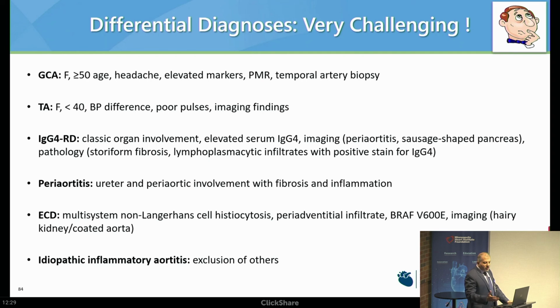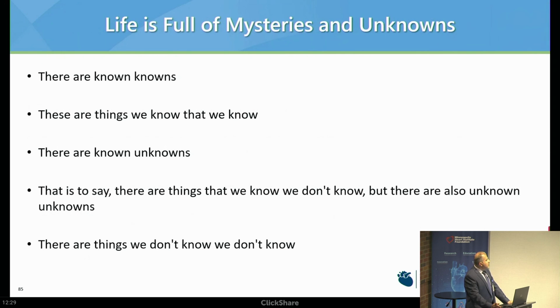And if you do all the workup and you don't find the underlying cause, we call that idiopathic inflammatory aortitis. So I want you to read this through. I know it's kind of interesting, and I want you to see who can tell me who said this. Okay, there are known knowns. There are things that we know that we know. There are known unknowns. That's to say there are things that we know we don't know, but there are also unknown unknowns. Anybody knows who said this?